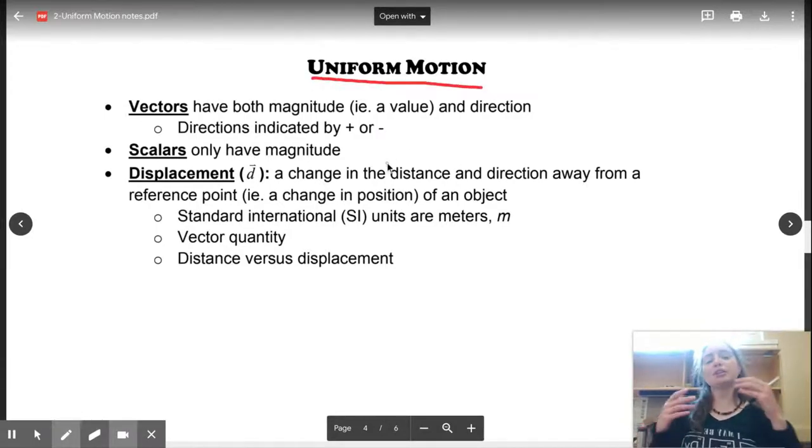Uniform motion. Let's look at this. Uniform motion is when an object is moving the same. The amount of distance it's covering over the amount of time is the same, so its speed is going to be the same. We're not changing motion, we're not speeding up, we're not slowing down, we're staying the same motion.